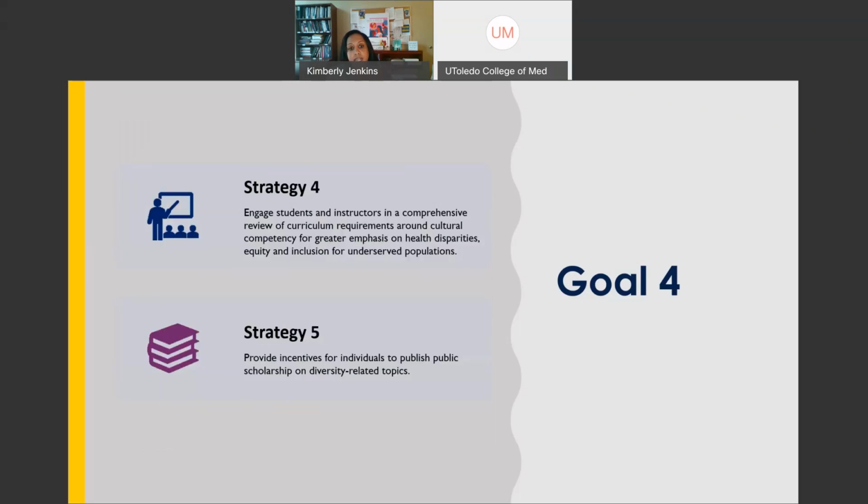It's really important that as we're pushing towards broadening research and broadening the research agenda, that there are also incentives for individuals to publish scholarship on diversity-related topics. Some of those incentives are related to the way that this matters in relation to promotion and tenure, and that it is highlighted as a priority from senior leadership throughout the college.